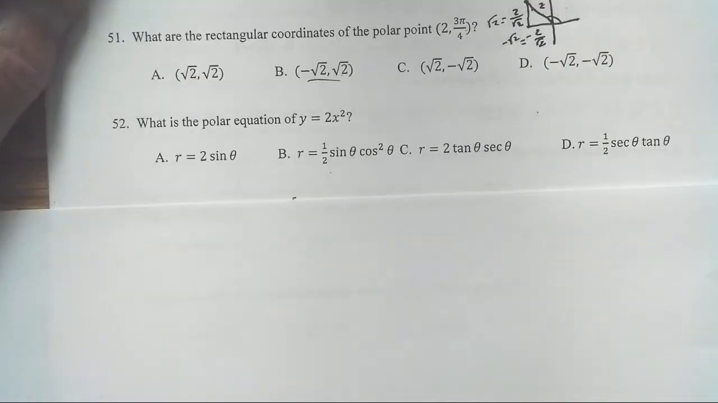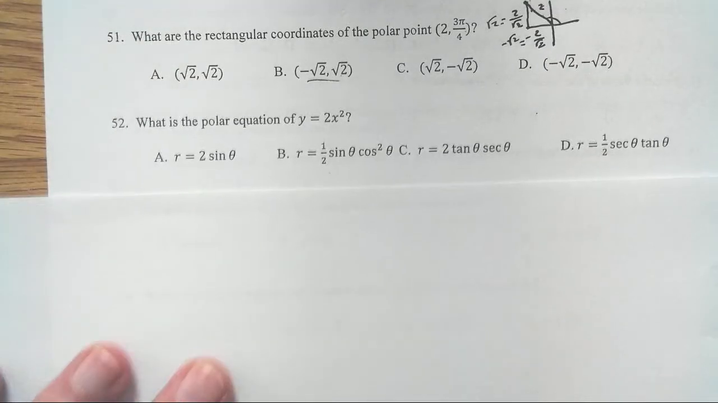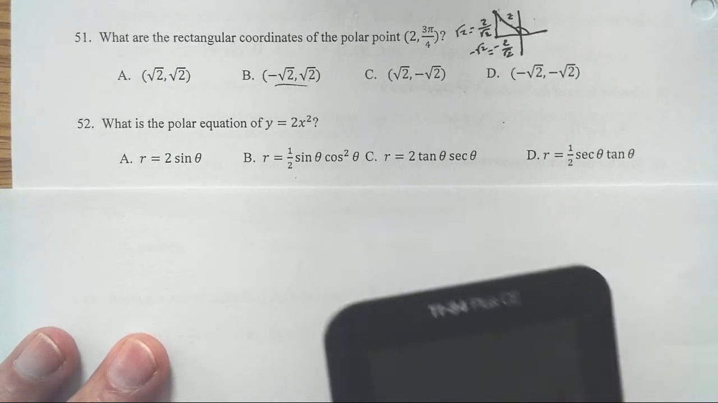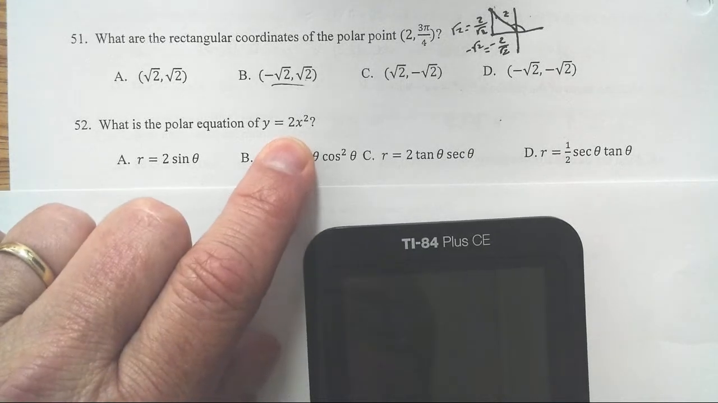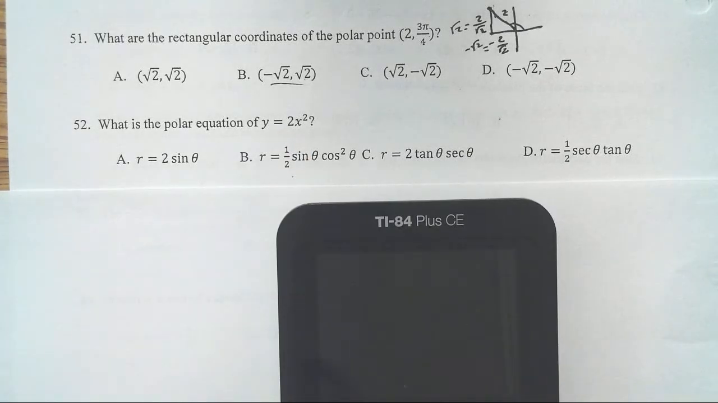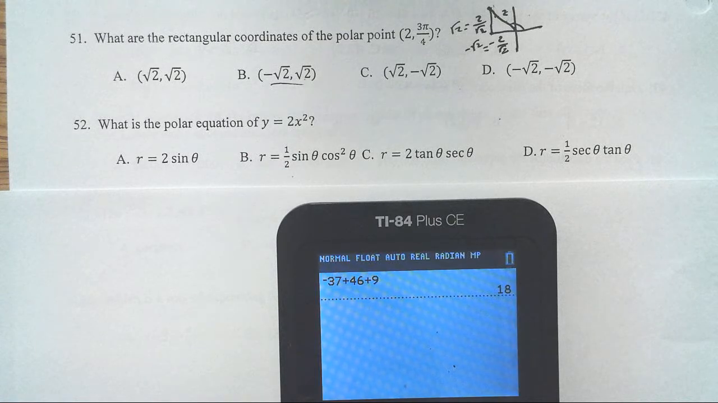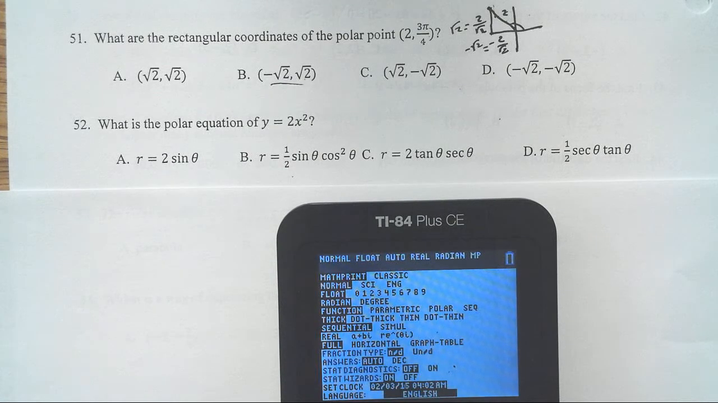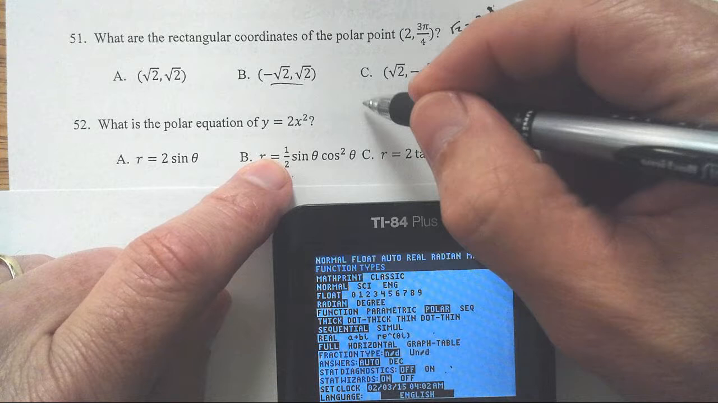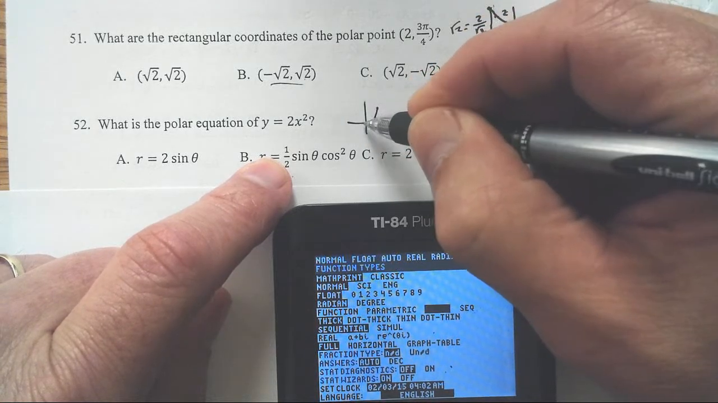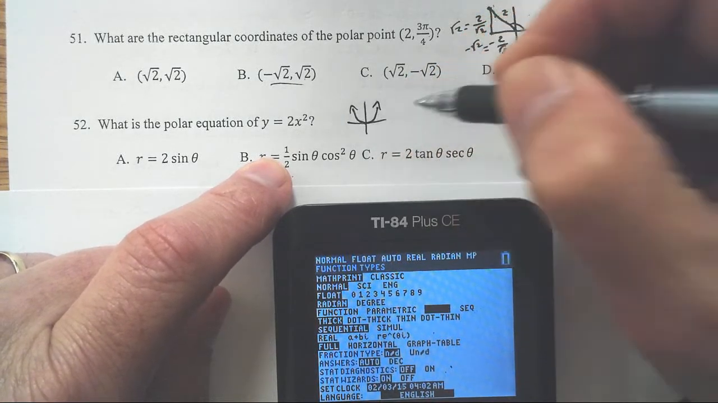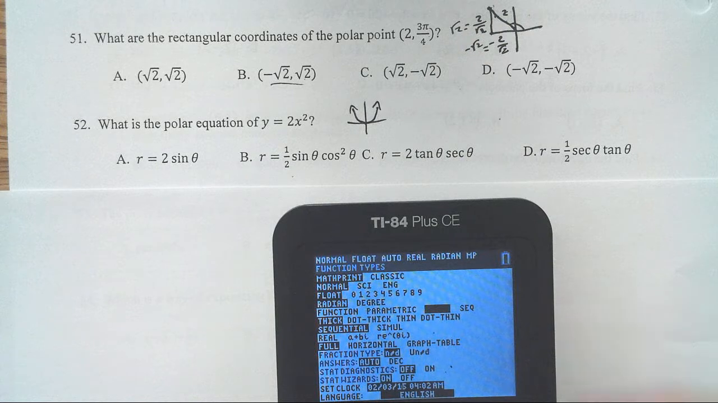All right. What is the polar equation? Now, here's where we're going to be really slick with this. What's the polar equation of this parabola? Boy, it's been a while since we did some of this, so how about we just take advantage of our calculator here. I'm going to go into mode. Where are we at here? Polar, and I know what this thing looks like. This looks like that. So let's see, mode polar.